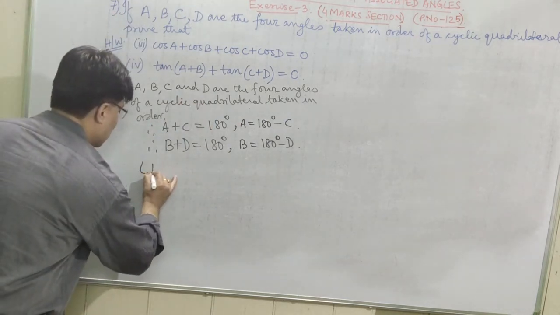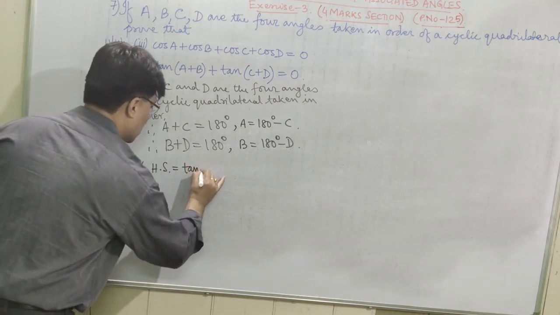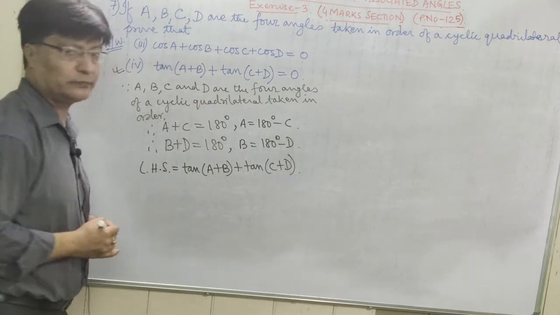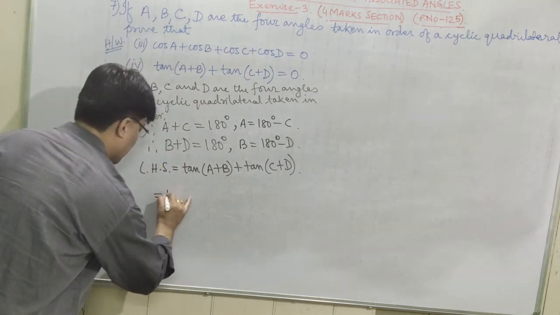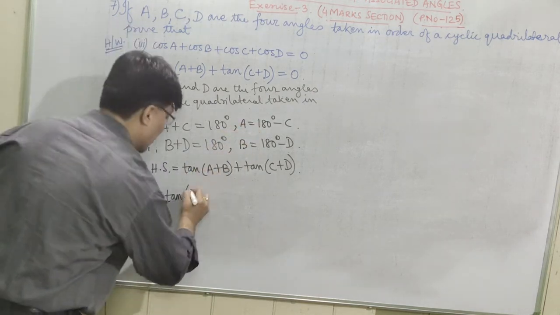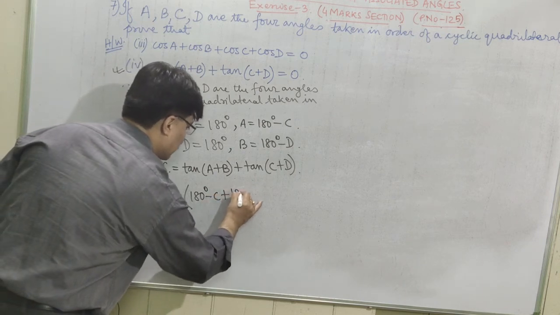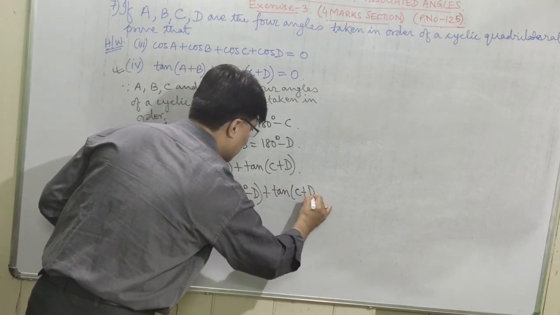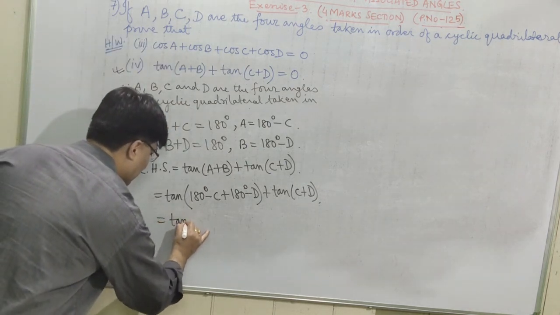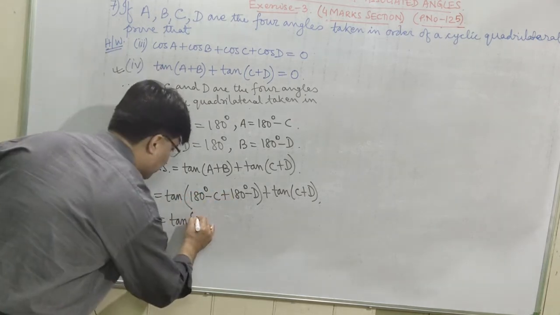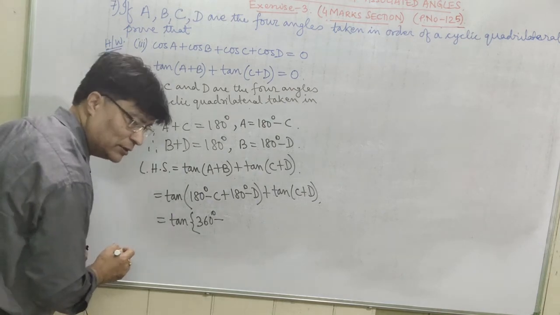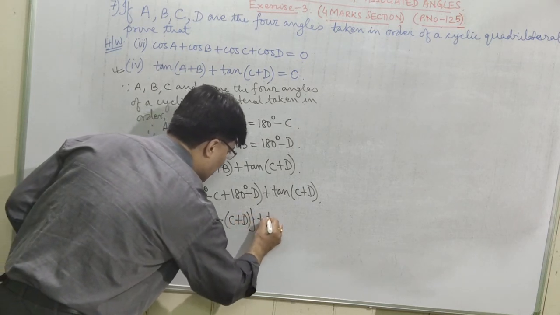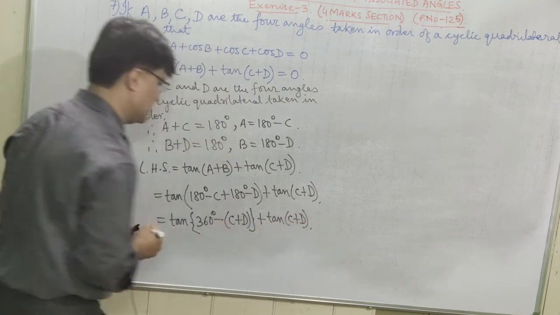Okay. So now what is the left hand side here? LHS is equal to tan of (A plus B) plus tan of (C plus D). Let us put the value for A and B first, which is equal to tan within bracket, A is 180 minus C plus B is 180 degree minus D. Then tan of (C plus D) remains as it is. Tan of (C plus D), which is equal to tan of, within second bracket, 180 plus 180, you know that this is 360 degree, minus C minus D, minus is taken common, so it is (C plus D), second bracket closed, plus tan of (C plus D).